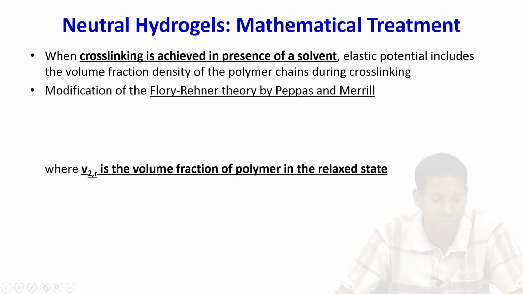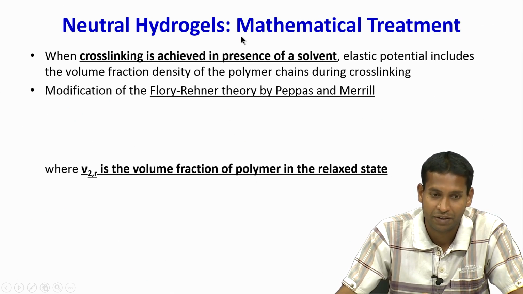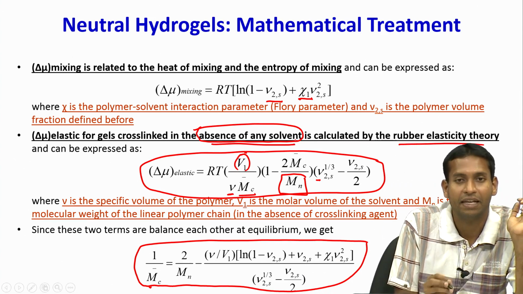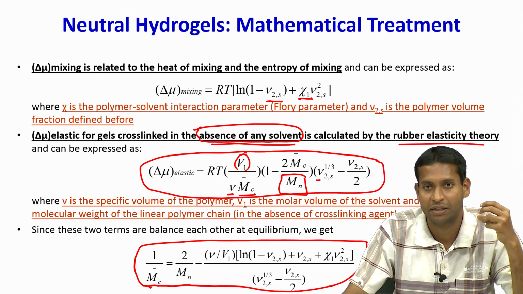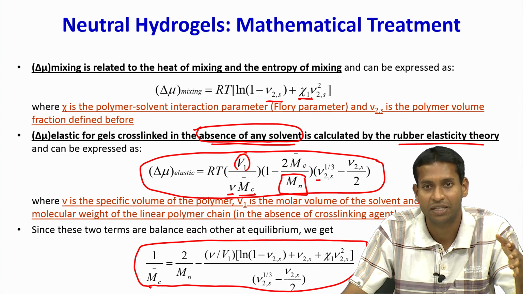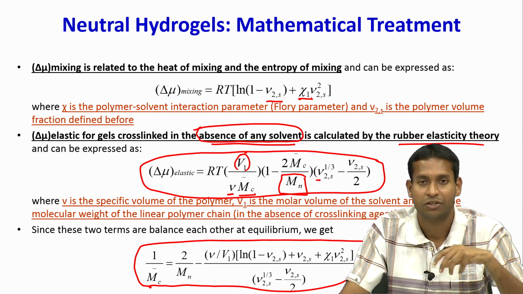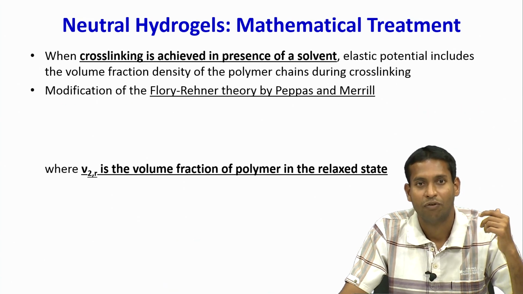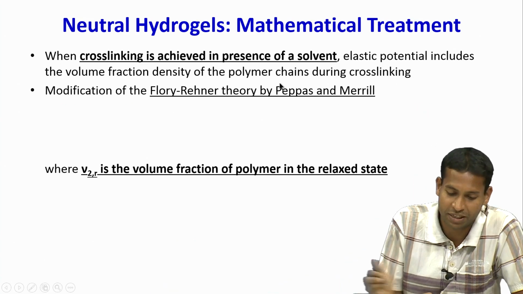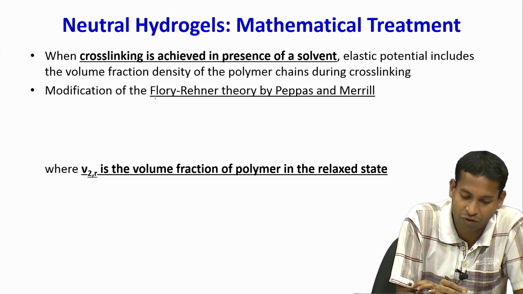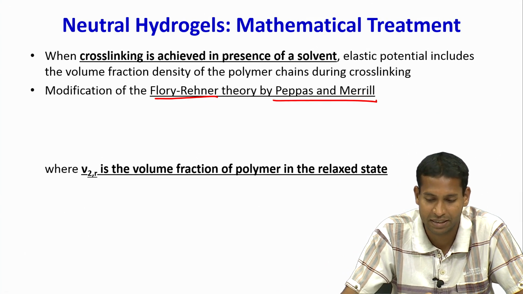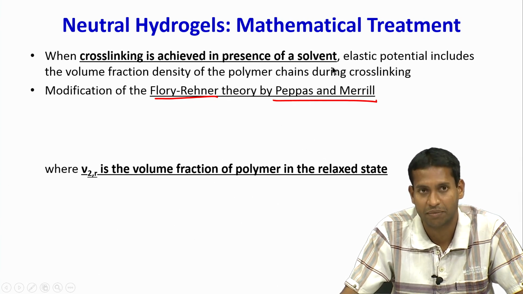Okay. So, now that we have this mathematical term, as we already said in the previous slide, that this is in the absence of any solvent, and this is not really physiologically relevant. All the cross linking in the hydrogel you will see is going to be in presence of some solvent. So, now if I add the solvent and try to correct this equation to reflect that, what I will do is this was done by modification to the Flory-Rehner theory by Peppas and Merrill, and what is done is we have to include the volume fraction density of the polymer chains during cross linking.